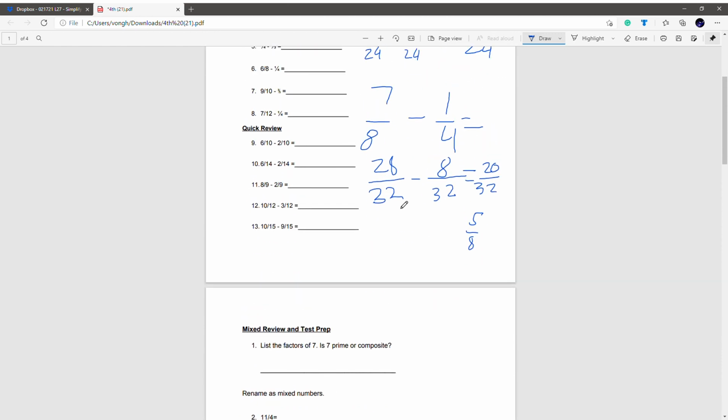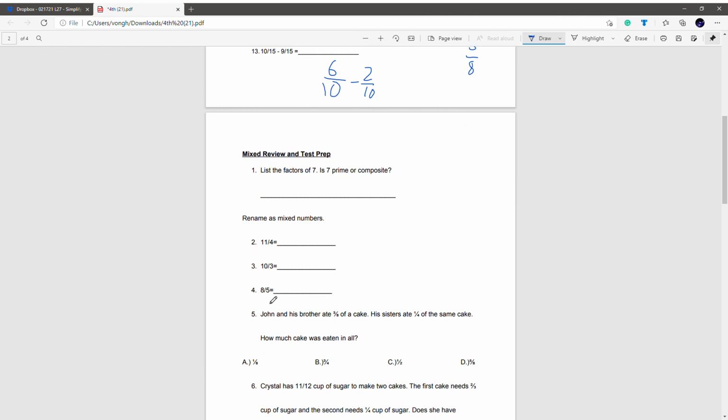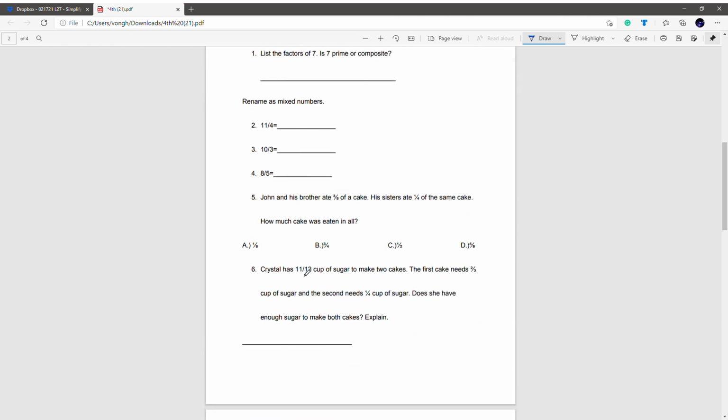Now quick review, this is really simple, you should be able to do it. Like 6/10 minus 2/10. It's basically the same thing as here. Since the denominators are the same, you just subtract normally, so it's 4/10, but you can simplify it to 2/5. So yeah. Mixed review, you should be able to do this on your own.